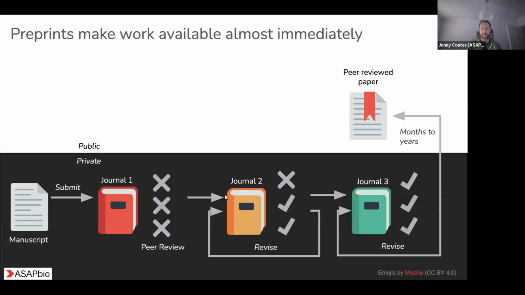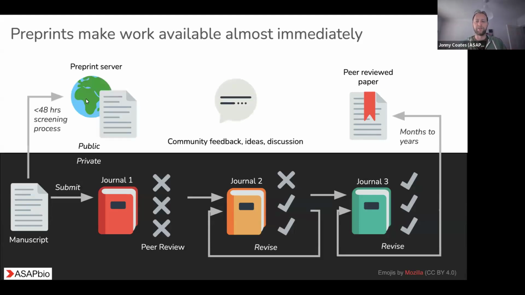And of course, one of the biggest benefits is that preprints make work available almost immediately. We've already gone through this, so I won't go through it again, but the traditional publishing system is on the bottom here. It's all done in private. It's all a big black box. However, preprints allow everything to be open and done in the public space, which includes getting feedback and ideas and discussions. And this is a really, really important differentiation.